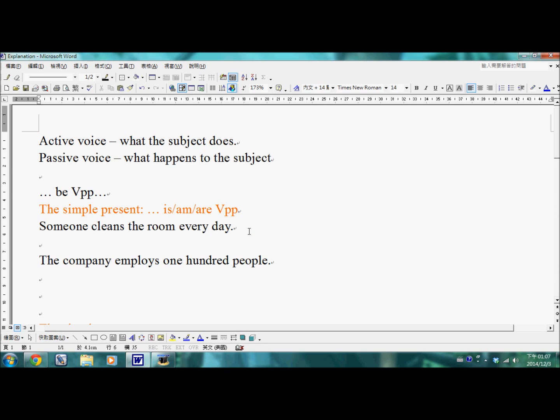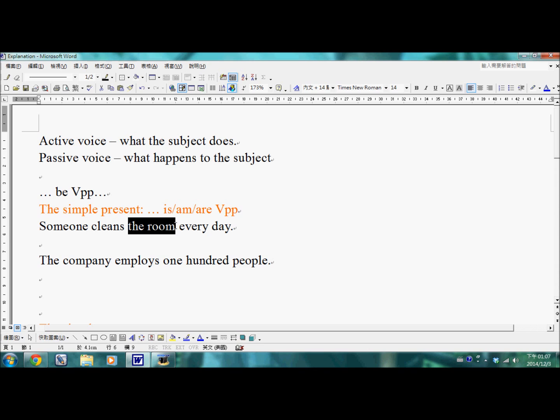Let's look at the first example. Someone cleans the room every day. You can see that the someone is not important. I'm more eager to know, is the room cleaned every day? So how do we rewrite this sentence in active voice into a sentence of passive voice? Easy. First we find the verb, because finding the verb actually helps us to identify the location of the subject and the object. So we know someone is the subject and the object is the room.